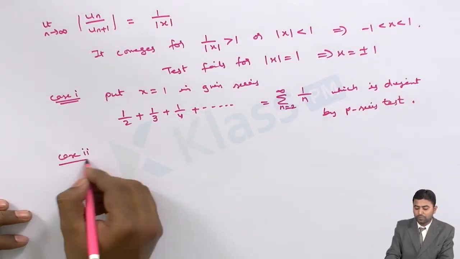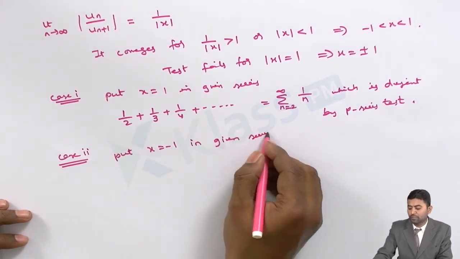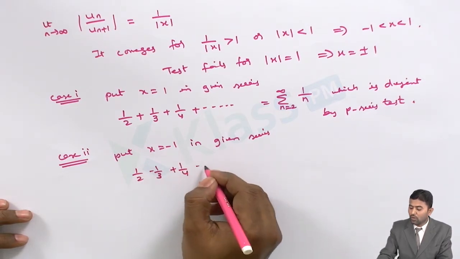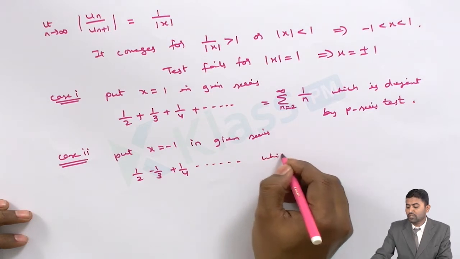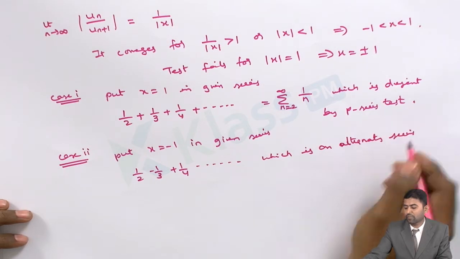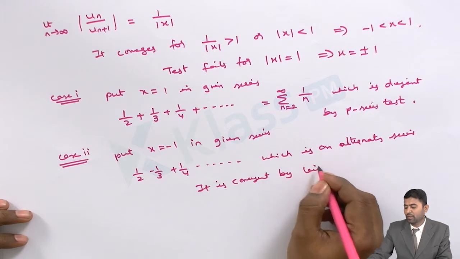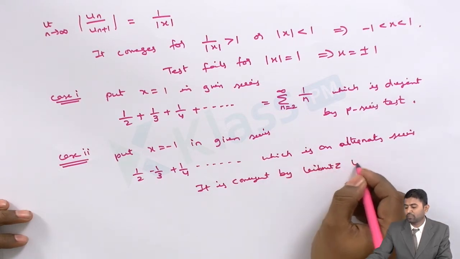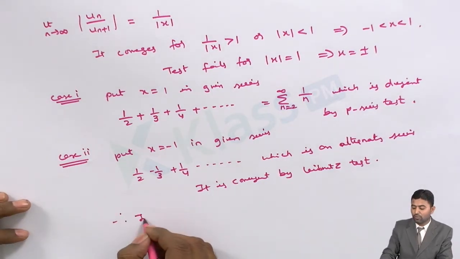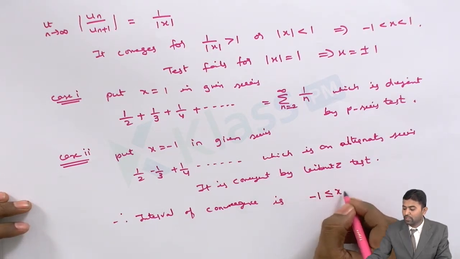Case 2, put x is equal to minus 1 in the given series. What I'll get is 1 by 2 minus 1 by 3 plus 1 by 4 and so on, which is an alternating series. It is convergent by Leibniz test. We know that we have done this, it converges with Leibniz test. So therefore the interval of convergence is minus 1 less than or equal to x less than 1.